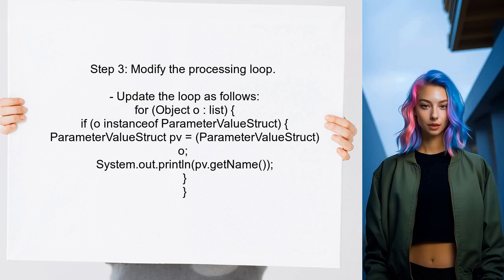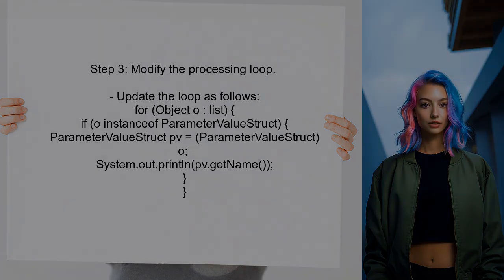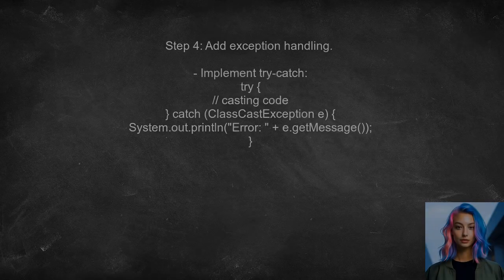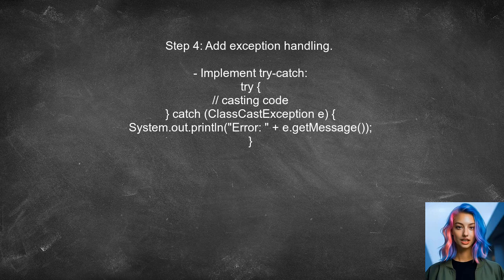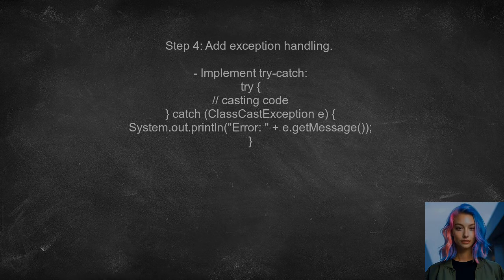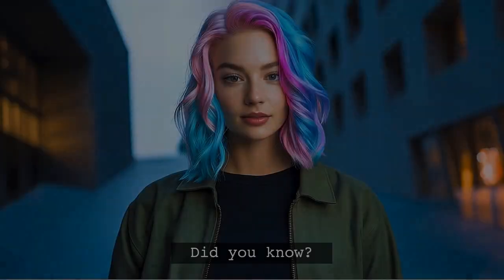After verifying the XML structure, the user should modify the loop that processes the list of objects. Instead of directly casting to parameter value struct, the user can check the instance type before casting. Finally, the user should handle any potential exceptions gracefully. This can be done by adding a try-catch block around the casting operation to catch any class cast exceptions that may occur.